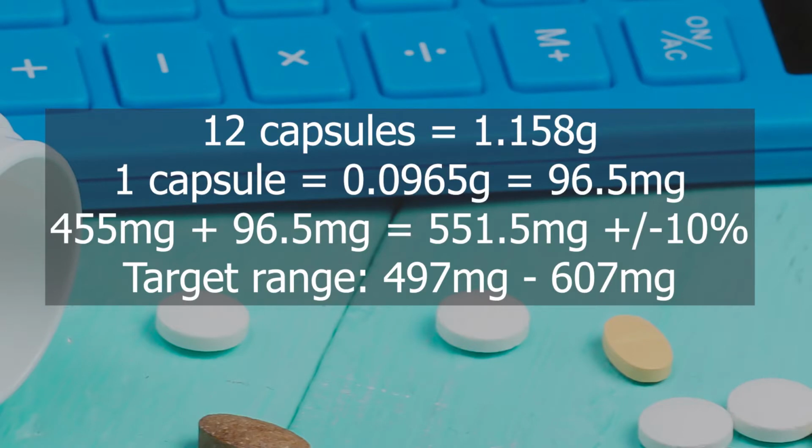So since 12 capsules weighs 1.158 grams, I can calculate that the average weight of one size 0 capsule is about 96.5 milligrams. So using that, I can add that to the 455 milligrams, that's my powder fill weight, to then calculate my target range for each one of my capsules to be 497 milligrams to 607 milligrams.